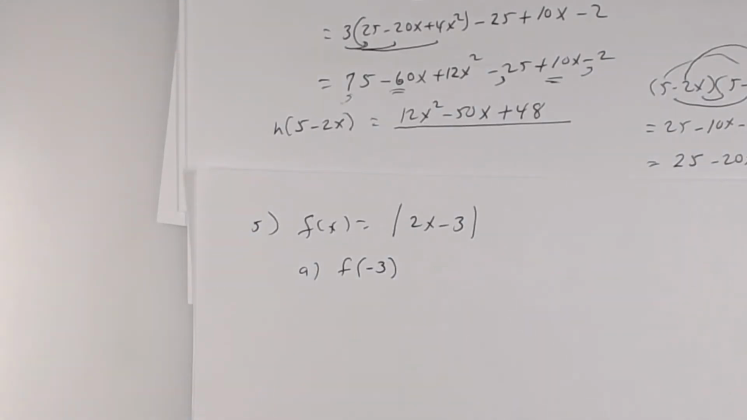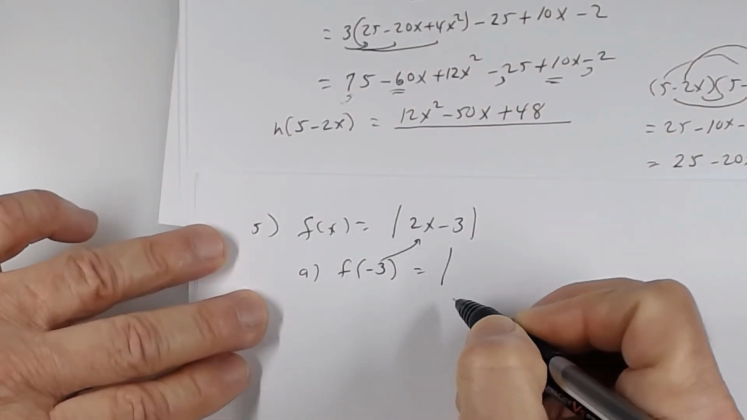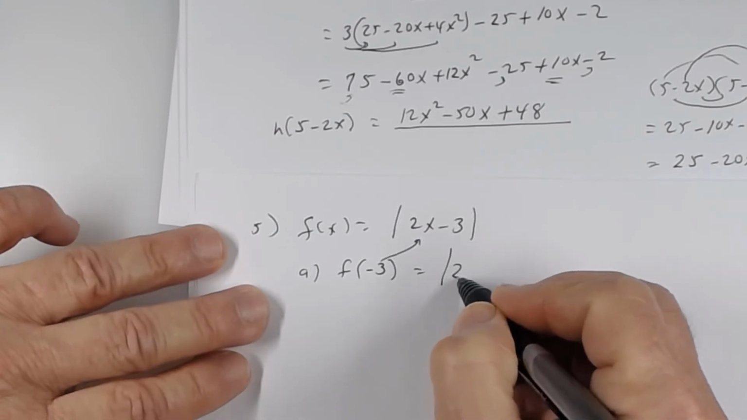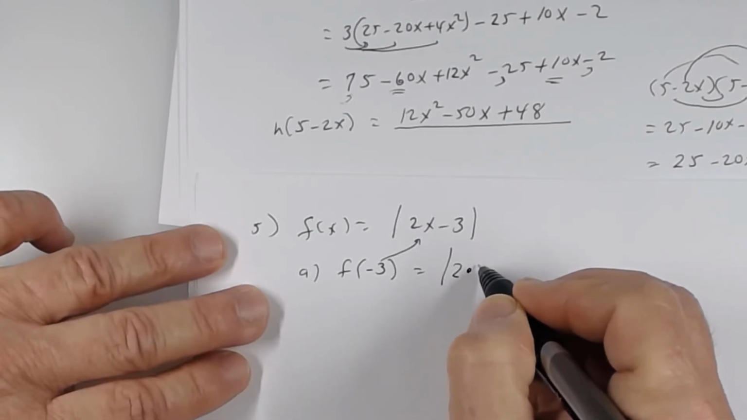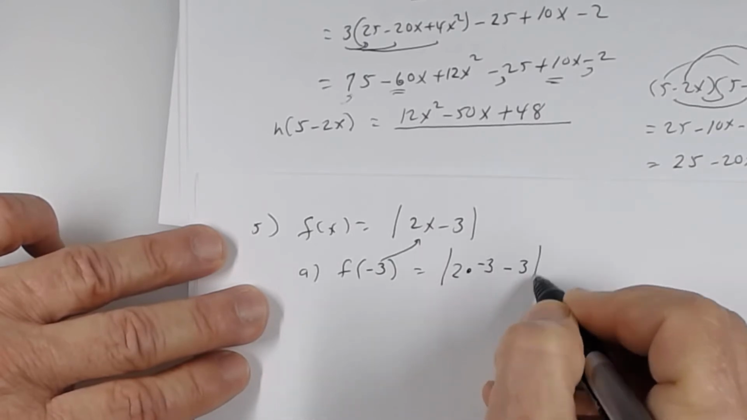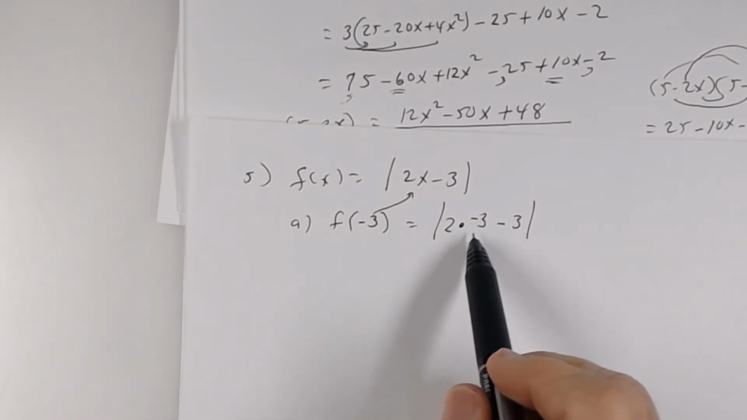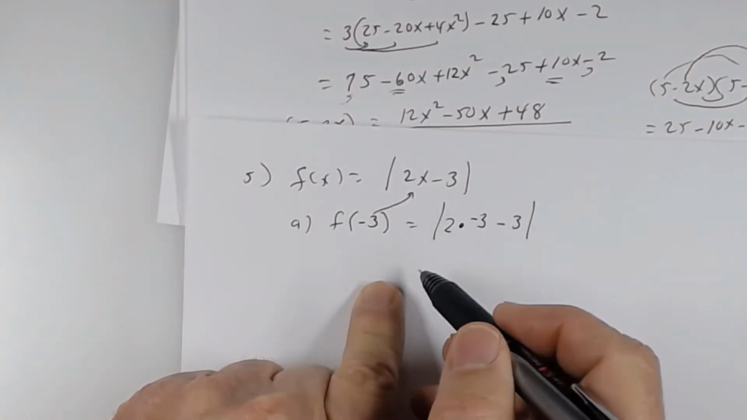All right, so remember, when I evaluate at a number, I'm going to end up with a number as my answer. I won't have any variables. So again, that means wherever you see the variable x, what do you substitute? Negative 3. So I'm going to get the absolute value of 2 times negative 3. Whatever that is, I've got to subtract 3, right? Okay. So let's work within the absolute value bars. What's 2 times a negative 3?